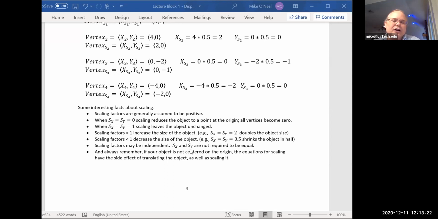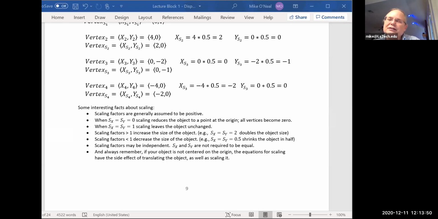They don't have to. And always remember, if your object is not centered on the origin, the equations for scaling have the side effect of translating the object as you scale it. If your scale factor is greater than 1, it's going to move away from the origin. If your scale factor is a fraction between 0 and 1, it'll move towards the origin. And that's scaling. So questions.